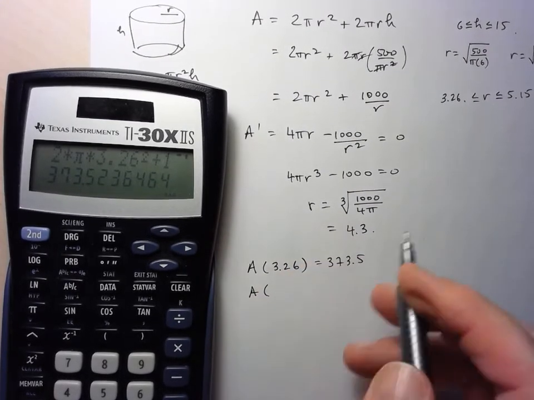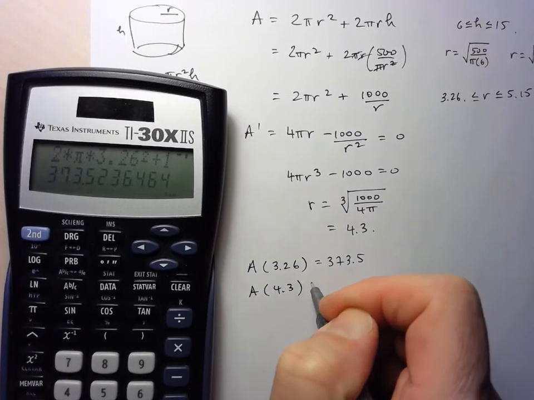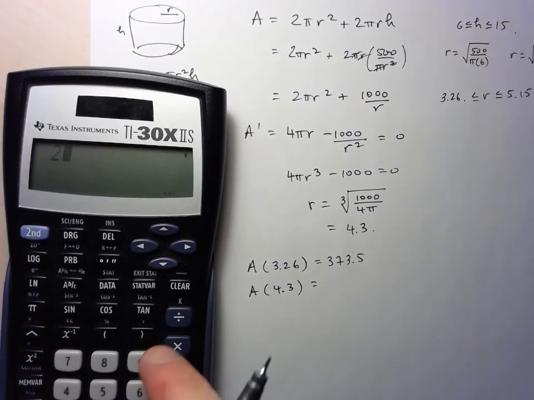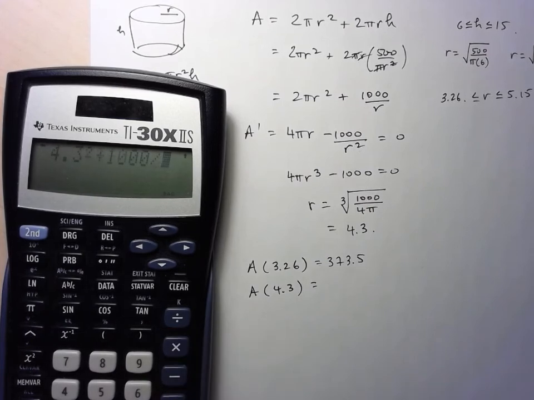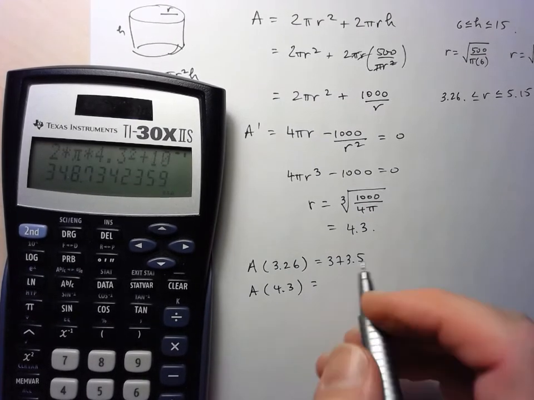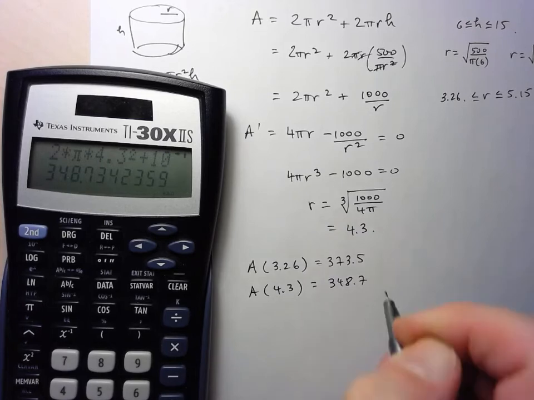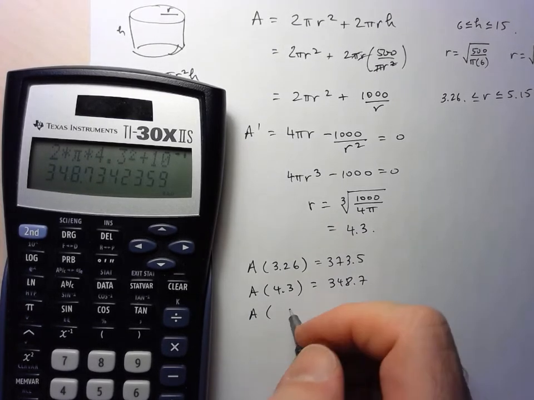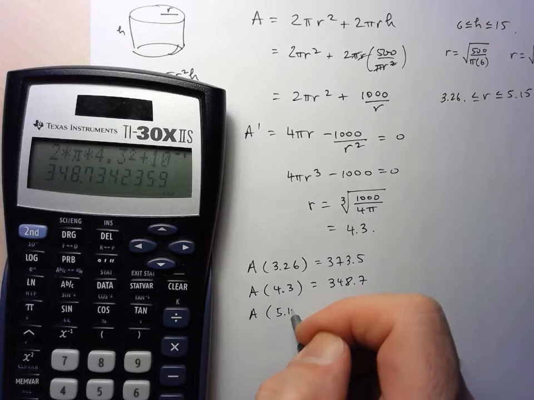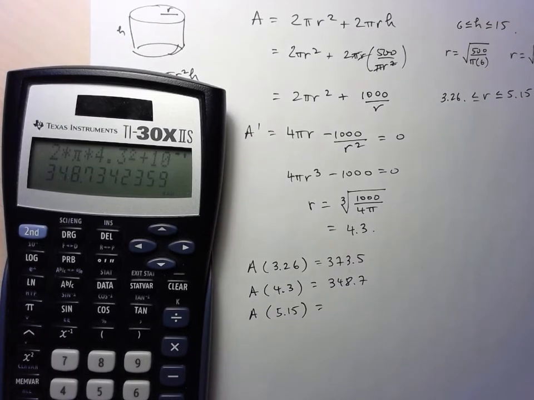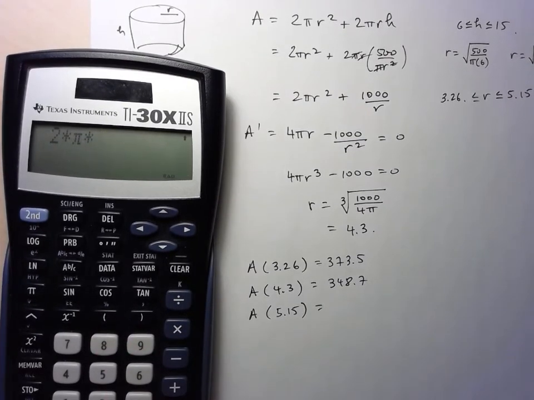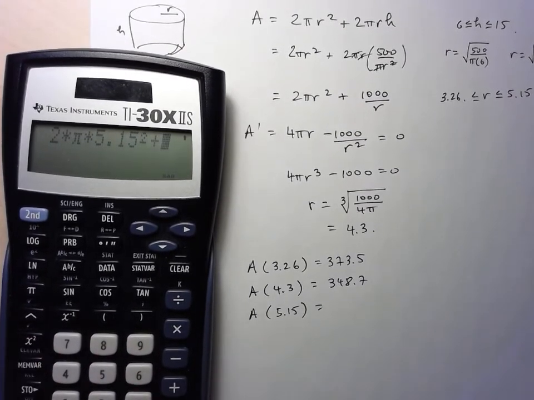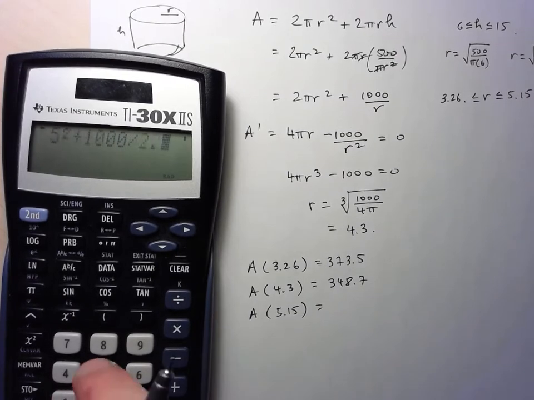Let's check the area at our critical point, 4.3. So here, 2 times pi times 4.3 squared plus 1,000 divided by 4.3, and I get 348.7, so that's smaller. And let's see the other endpoint. I think we know exactly where this is going to go, but let's just do our due diligence here. So here we've got 2 times pi times 5.15 squared plus 1,000 divided by 5.15.